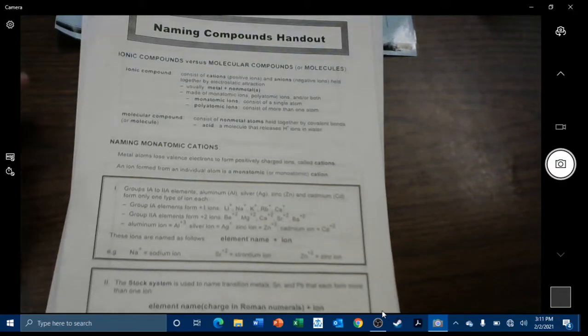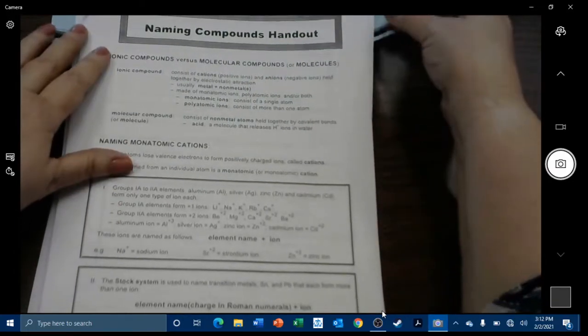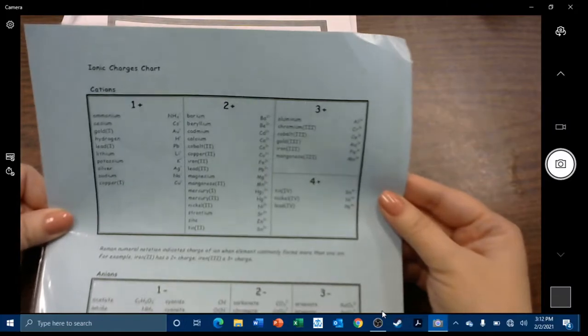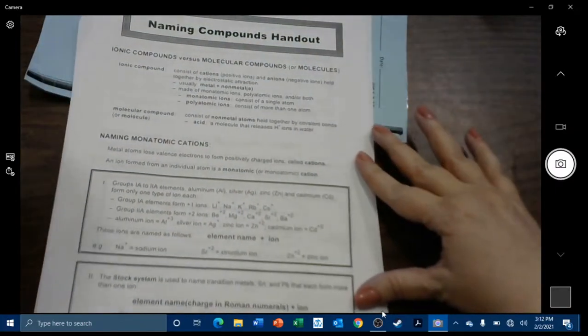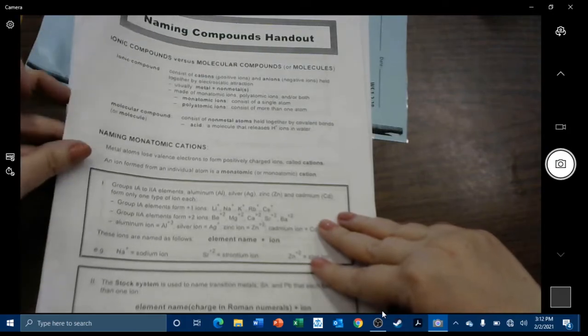Hey guys, I am doing the naming compounds, and today we're looking at covalent compounds. So we're not going to be doing ions. Now we're shifting gears, so you do not need this. We're not using this for covalent compounds. Remember, there's two different types of compounds that we're talking about: the ionic and covalent.